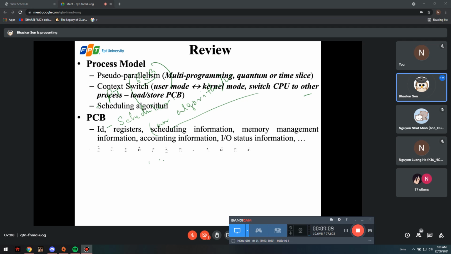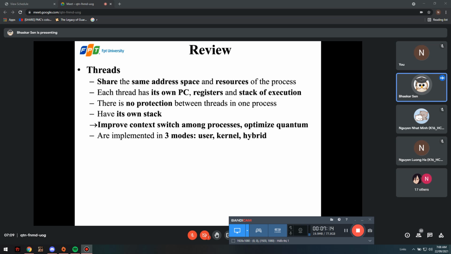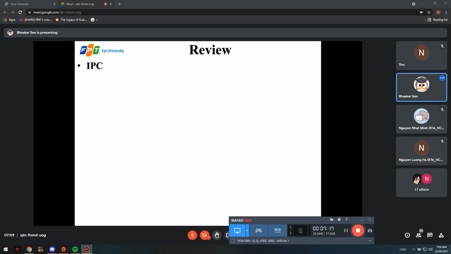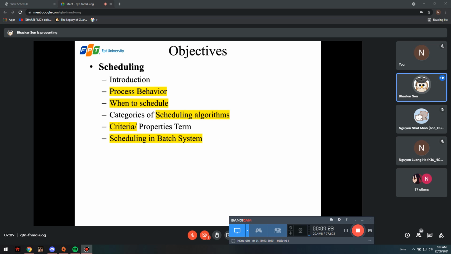The review part, these slides, I like the review part because that gives you a quick reminder of the things that we have already studied in this chapter. In the last class, we talked about IPC. They just highlight the points. Now here we are. But before we jump into those algorithms, we need to talk a little bit about the process behavior, when to schedule, and categories, criteria. And finally, we will get started today with three algorithms for the batch processing system.